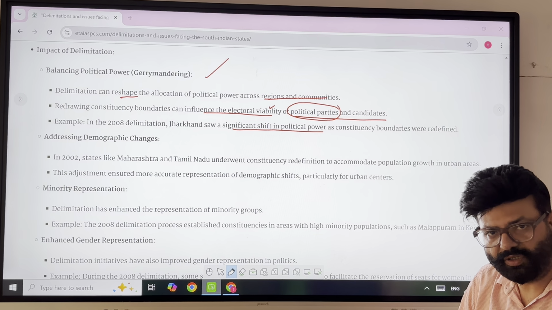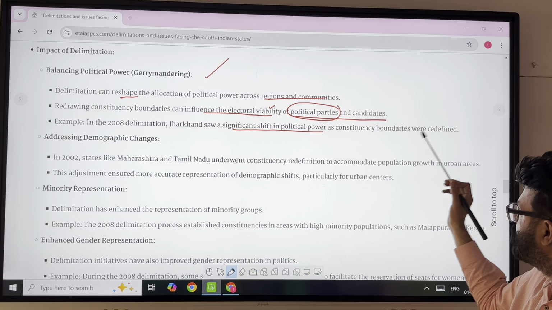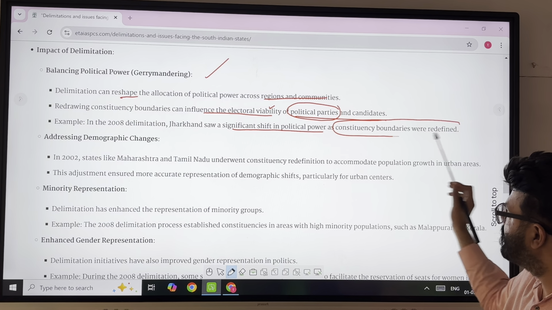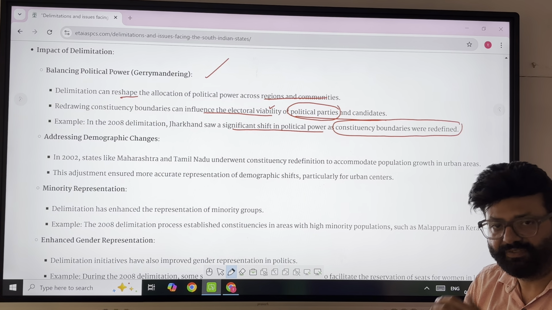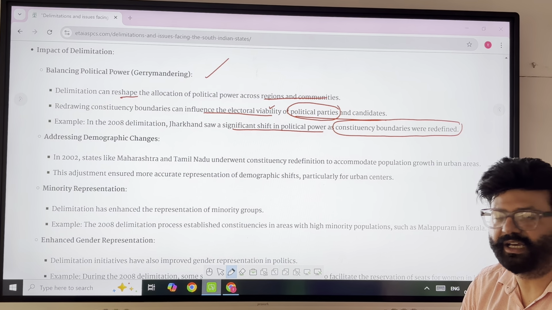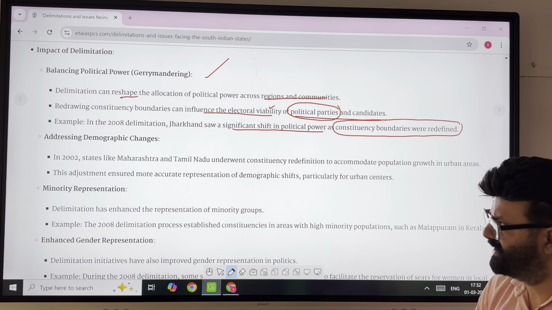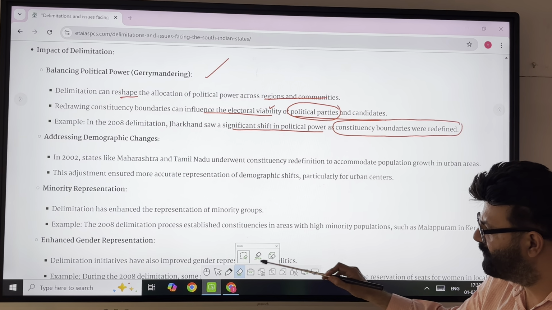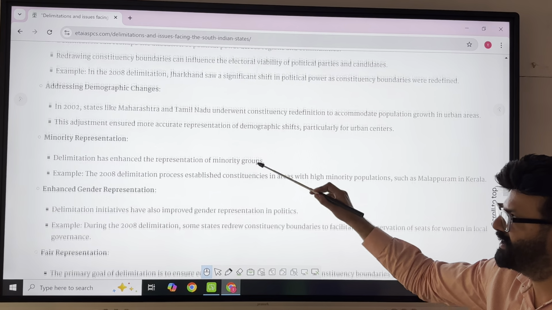Why did Jharkhand see a significant shift in political power? Because its constituency boundaries were redefined, so its political power was enhanced as compared to other states. Now, how can we address the demographic changes?